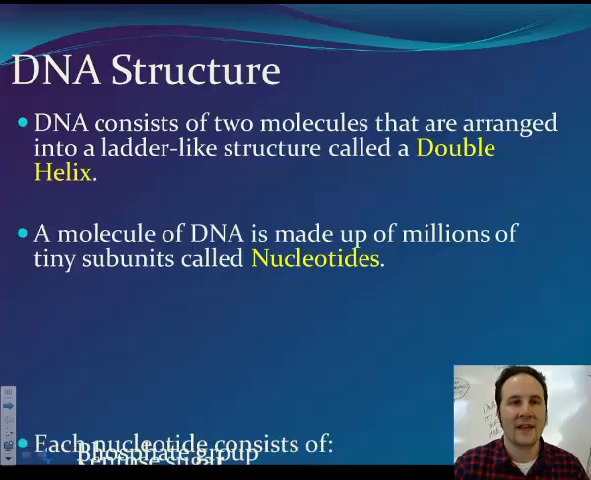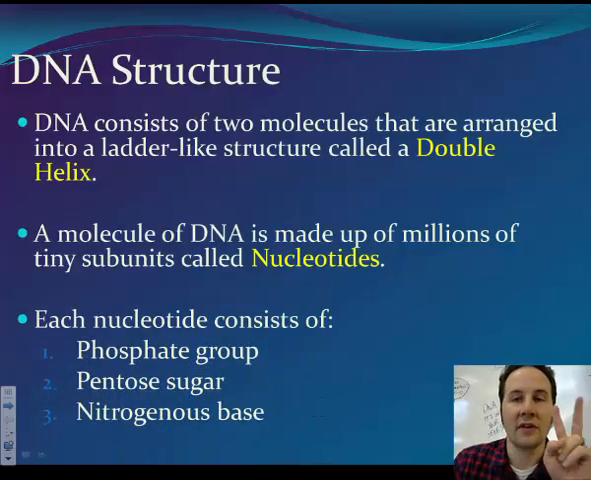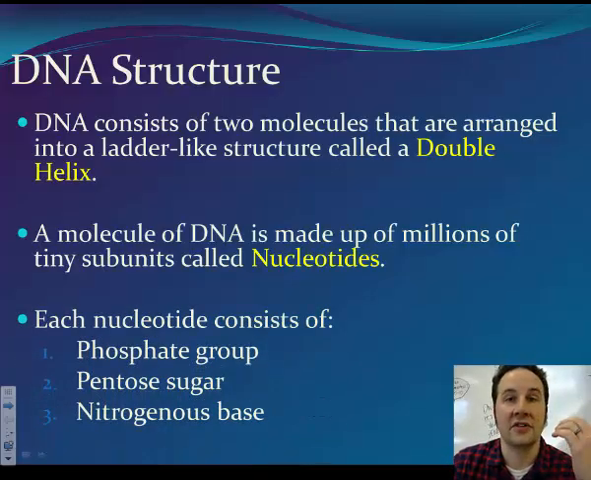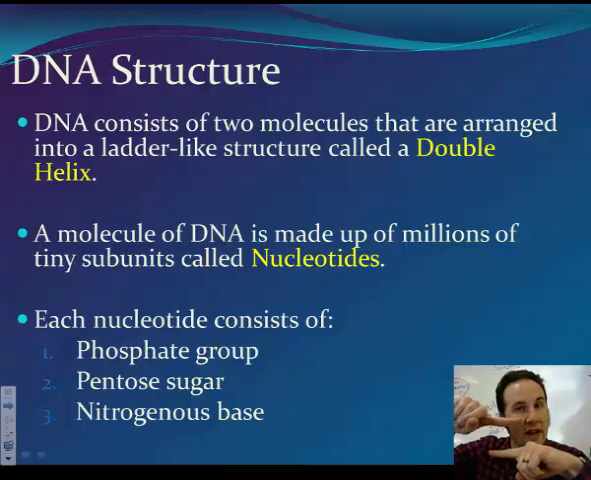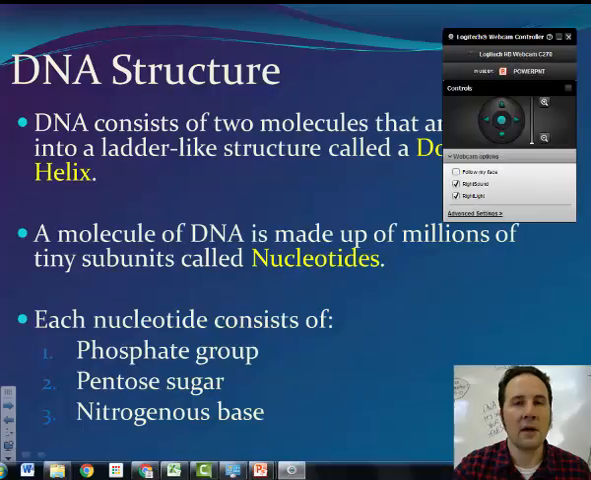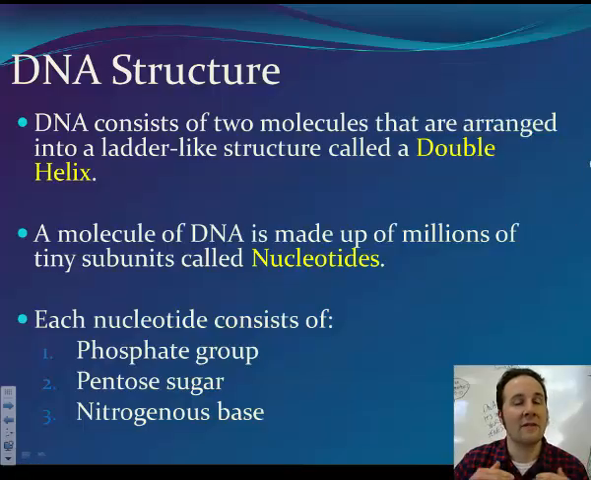Here we go. DNA consists of two molecules that are arranged into a ladder-like structure that we call a double helix. So when we say DNA, it's a common misnomer that it's only one molecule. It's actually two molecules that are stuck together. A molecule of DNA is made out of building blocks.